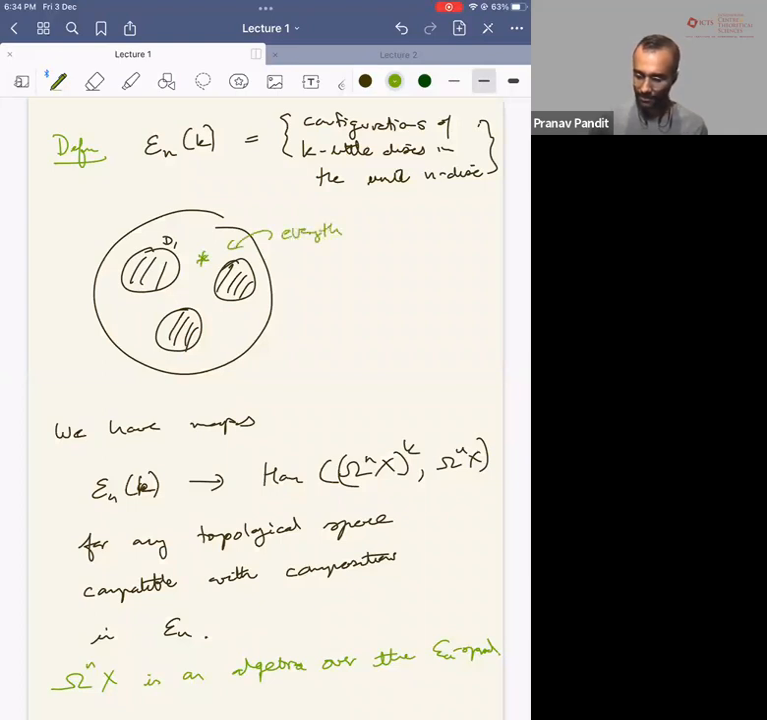Everything outside these k disks goes to the base point. So that's exactly what it means to give this. What we're doing is taking k n-disks and combining them, and n-spheres in my space, and combining them to give a single map of the n-sphere into my space.